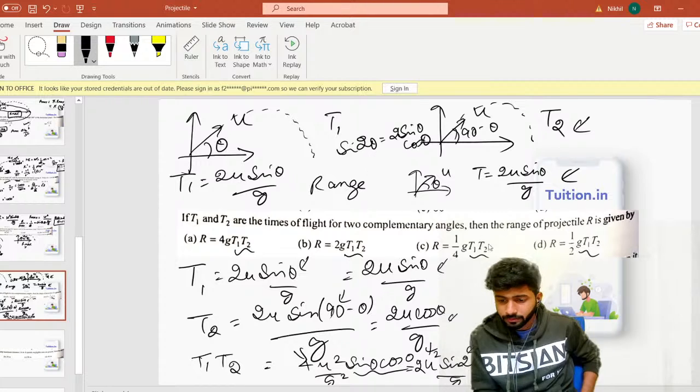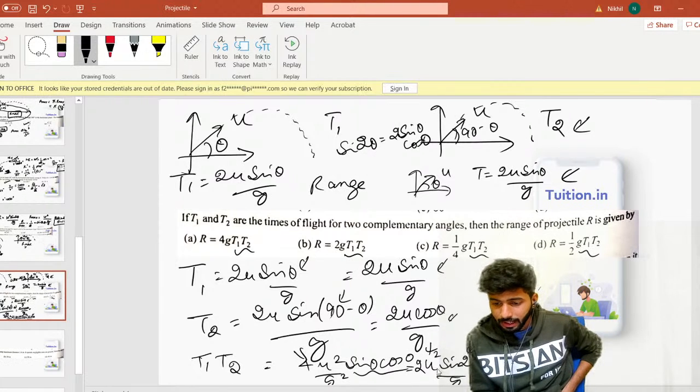Now what will I do? Once I have this with me, I know the formula for range is u square sine 2 theta by g, right? There is a g square, by the way. So I'll take 1g out and 1g I'll keep inside. So this will become range. So T1 into T2 will become 2 times range by g. That's why range will become half g T1 T2. That's why the answer is this.